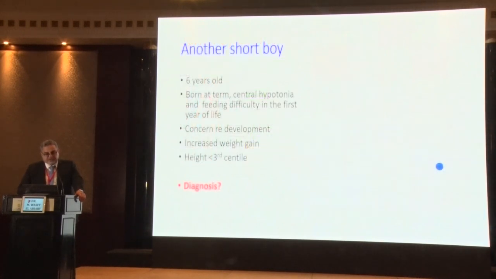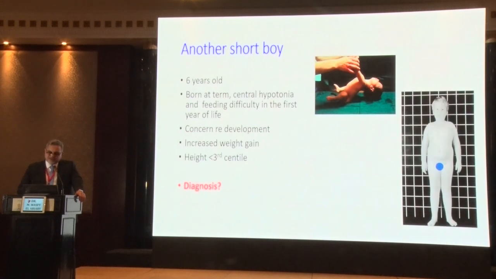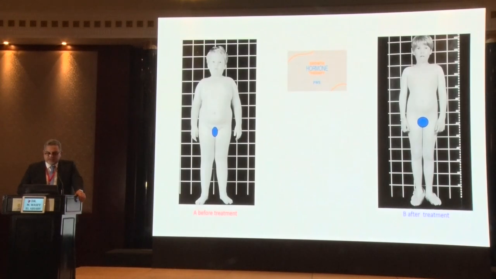Another short boy, 6 years old, born at term, with central hypotonia and feeding difficulty in the first year of life, concerns over development, increased weight gain, height below the third centile, and this is him at birth. We all know that now. So this is a child with Prader-Willi syndrome, and we have a diagnosis. I don't have the actual genetic result, but it was a deletion.